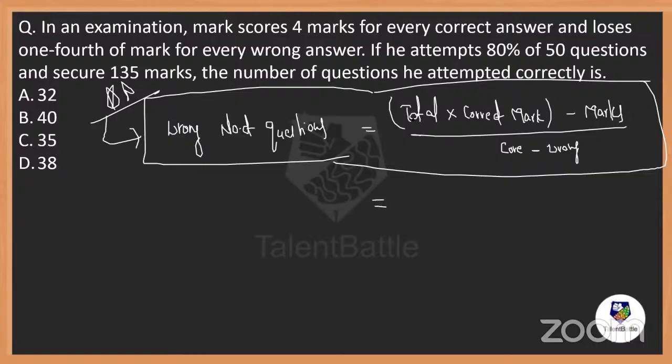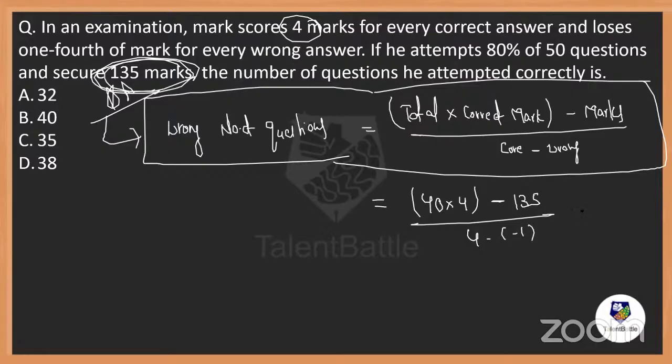So for the wrong number of questions, total how many questions did you answer? 40. Into how many is the correct mark? 4. And what is the difference between both? The difference from the total marks you got, 135, divided by correct 4 plus wrong 1. So how much is the difference? 160 minus 135, 25, divided by 5, is 5 questions. So the number of wrong questions is 5.